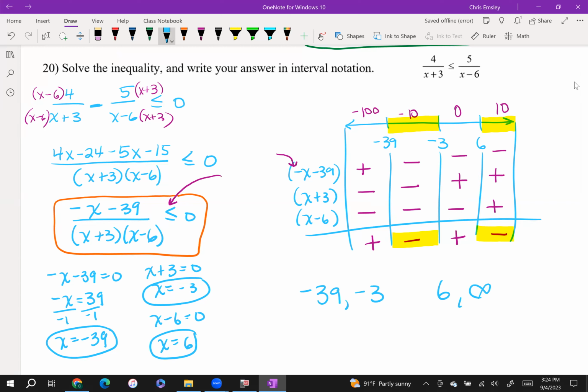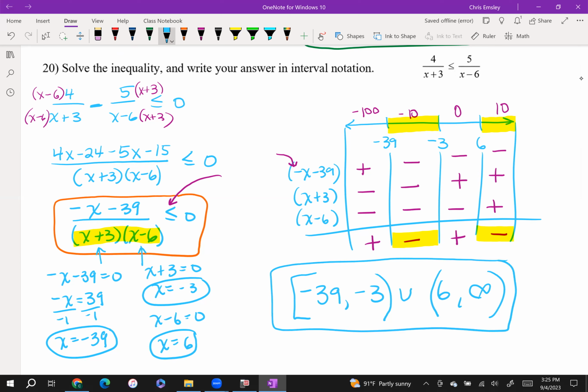Now we got to talk about the symbols we're going to use here, because when you see that less than or equal to, you're thinking square bracket, and that's what you should be thinking. But we have to be careful, because remember, we can never allow this denominator to be equal to 0, okay? So let's think about this. The infinities always get a parentheses no matter what. These others, we're thinking square bracket, except we can't allow the denominator to be 0. So we cannot put a square bracket on negative 3 or on 6. The square bracket can only go on the negative 39. There is our final answer.